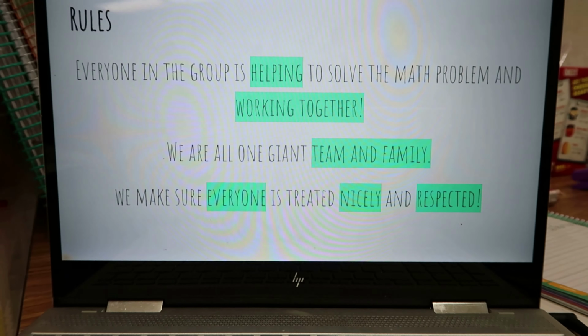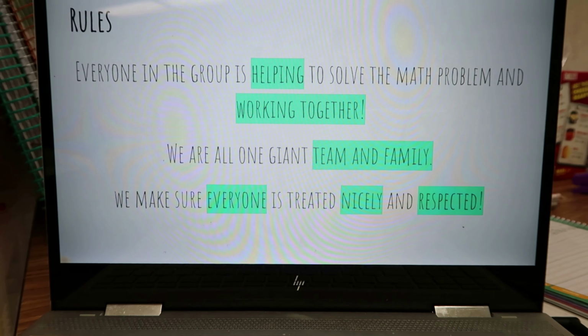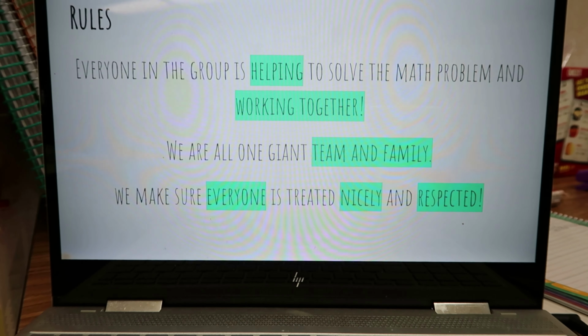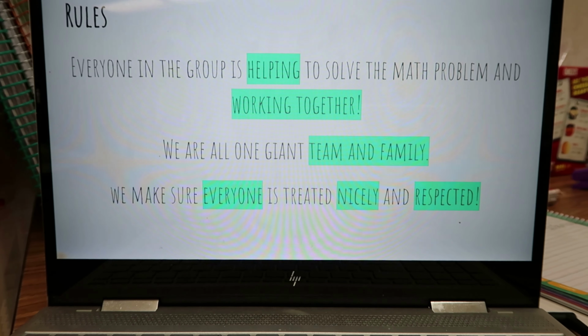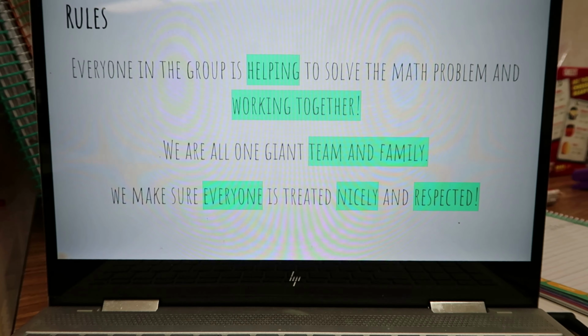Okay. So now we're going over the rules. So everyone in the group is helping to solve the math problem and working together. We are all one giant team and family. We make sure everyone is treated nicely and respected.